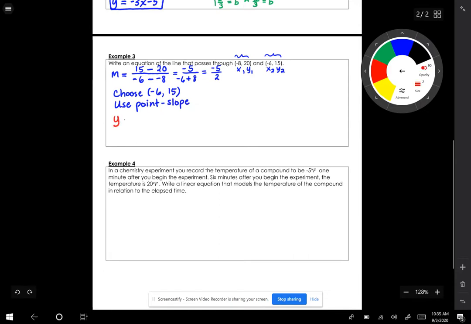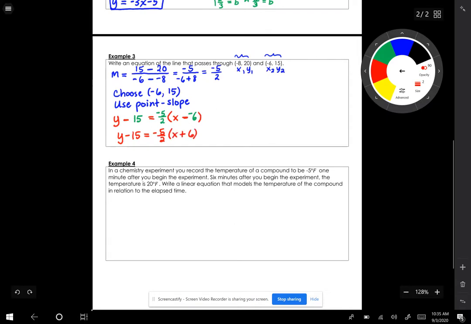So y minus the y you know equals m times x minus the x that you know. All right, so what is the y that you know? The y that you chose is 15, and the x that you chose is -6, and the slope is -5 over 2. Do I leave it like that? No, I clean it up. Y minus 15 equals -5 halves times x plus 6.